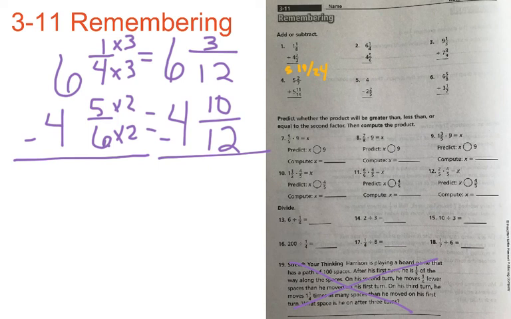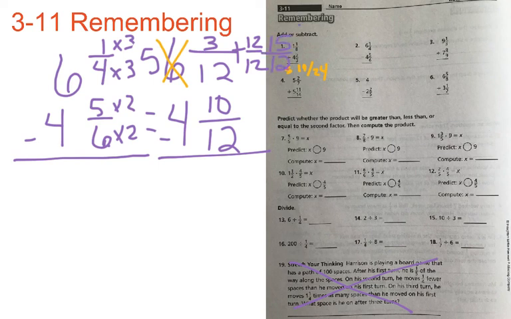Common denominator. However, I cannot take 10 away from 3, so I am going to have to borrow 1 whole from my 6. When I borrow that 1 whole, the 6 becomes a 5. And to this, I'm going to add to my 3/12. I'm going to add 1 whole, which is 12/12. 1 is equal to 12 over 12.